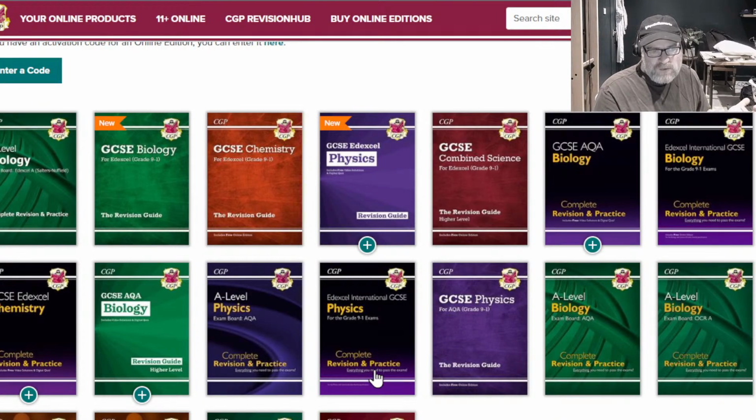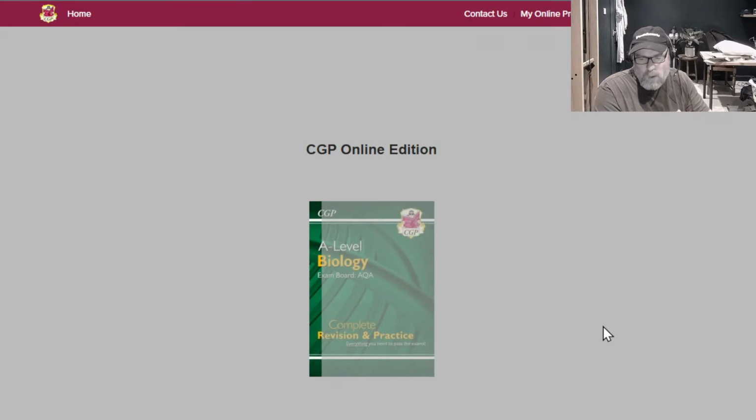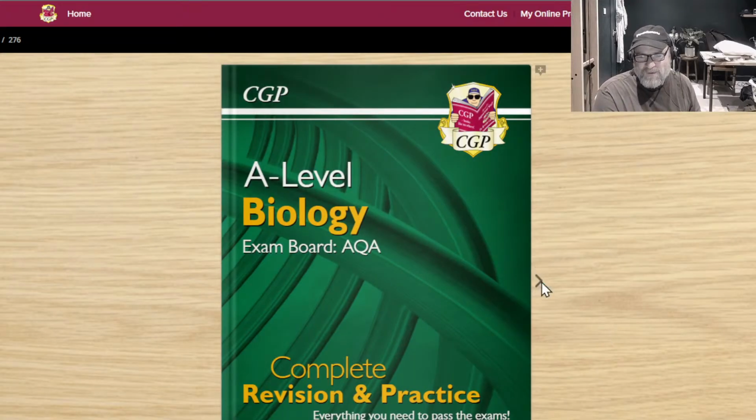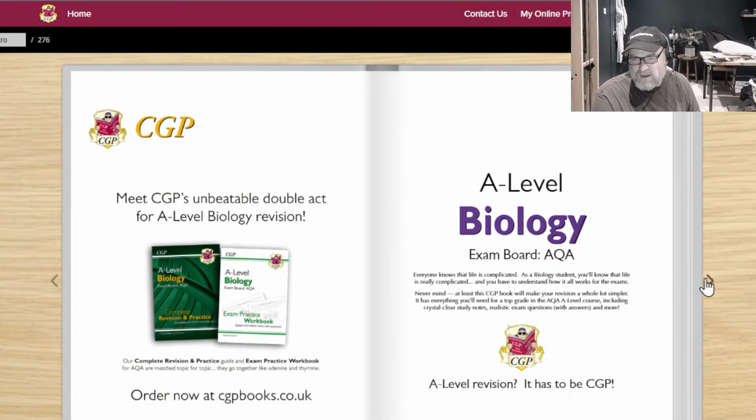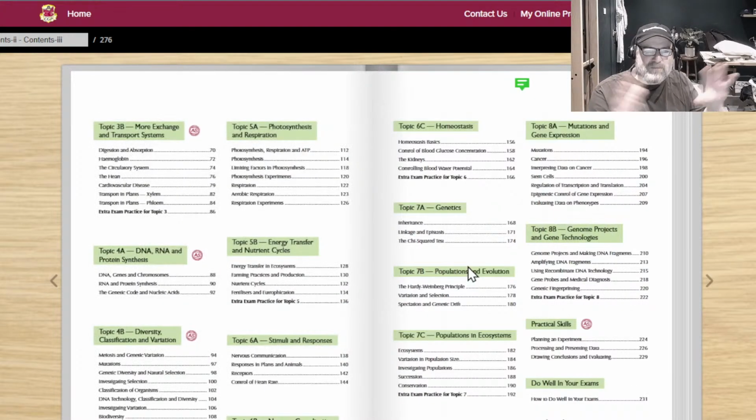So say you're doing Salters, I've got the AQA, I've got the OCR. So I've got AQA biology. If you're doing AQA, you click on that, open up the AQA if you're an AQAist, and bang, you can just flick through the pages. And for a tenner or whatever this is going to cost you, this is like minimums. That's all the AS.